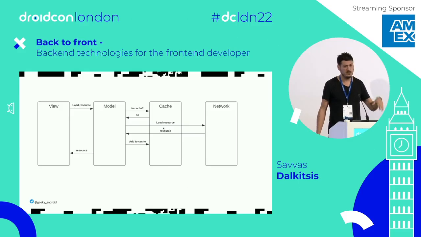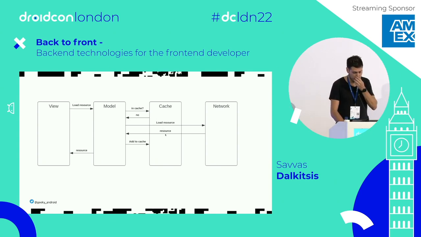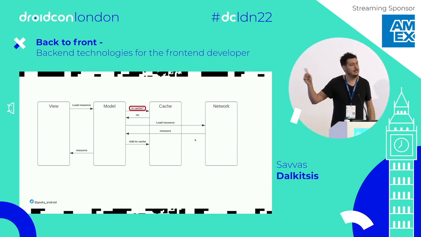You should all be familiar with it. Don't worry too much about the details of the diagram, but effectively your app needs to make some sort of call. You check your local cache, is it there? Yes, no. If it isn't, you get it from the network, you put it in the cache, you give it to your view or whoever asked for it, right? Fairly standard thing. But what is that in cache?